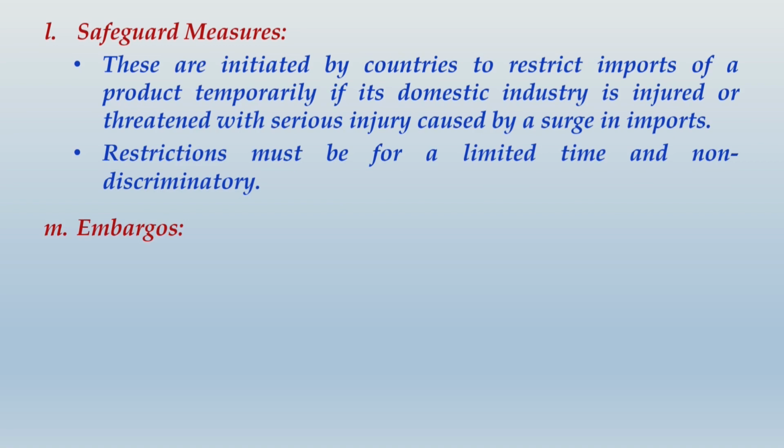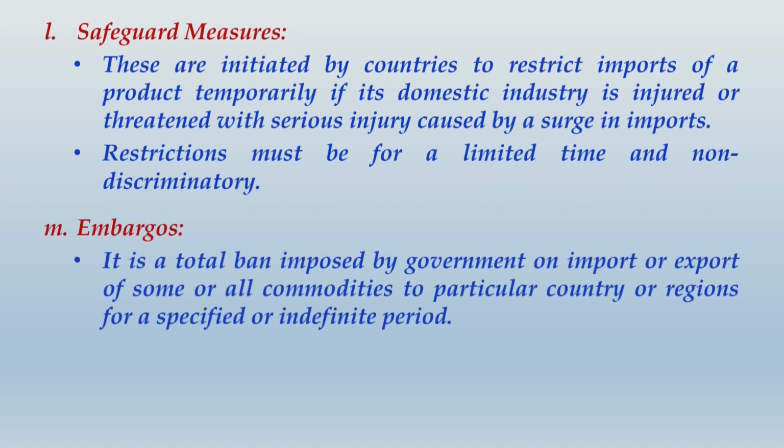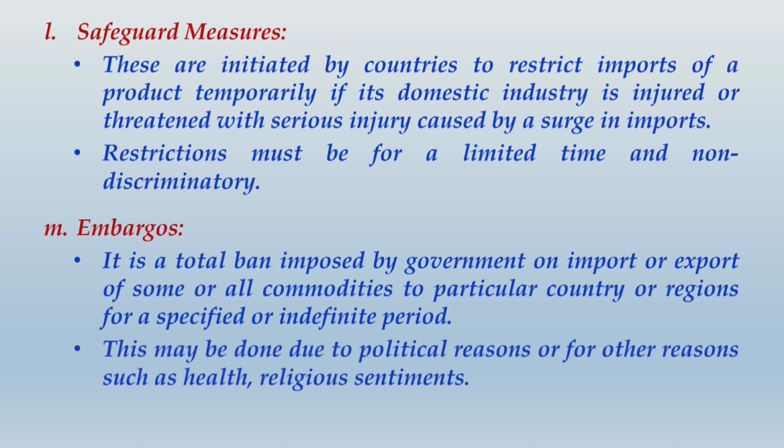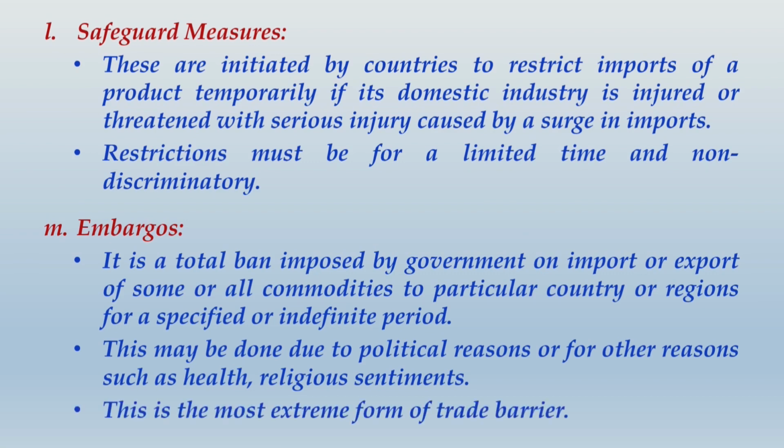Next point is embargoes. It is a total ban imposed by government on import or export of some or all commodities to a particular country or regions for a specified or indefinite period. This may be done due to political reasons or for other reasons such as health, religious sentiments, etc. This is the most extreme form of trade barrier.